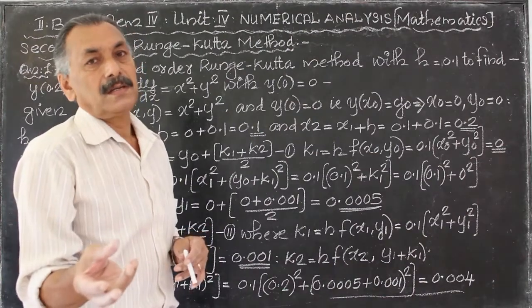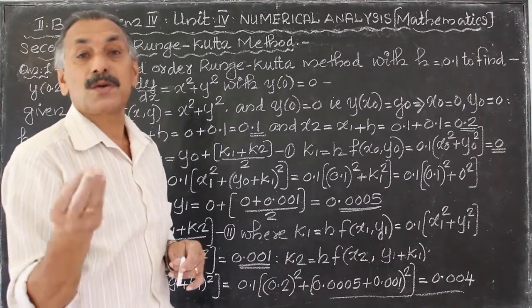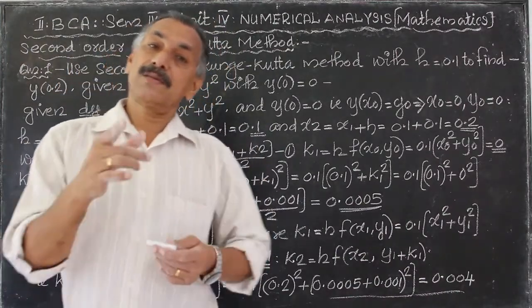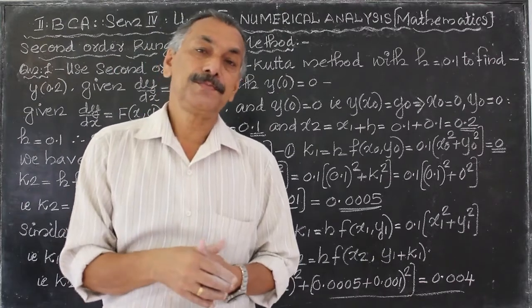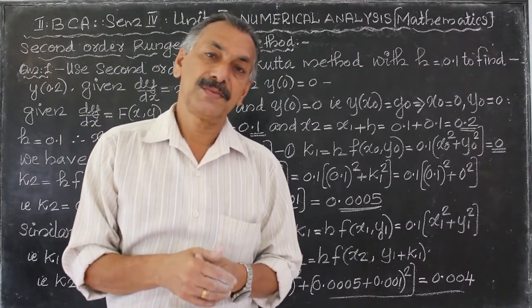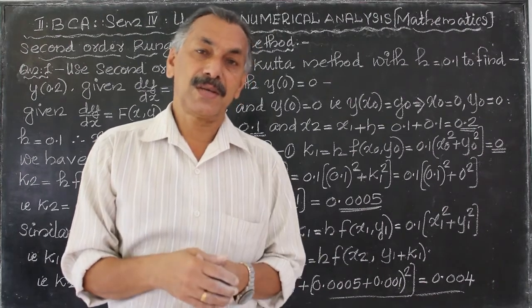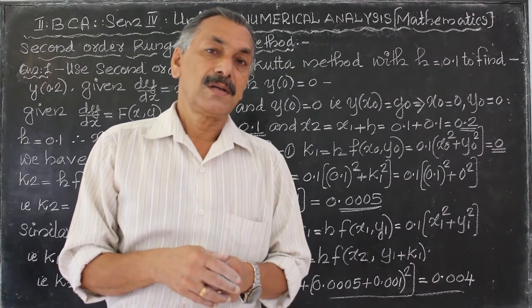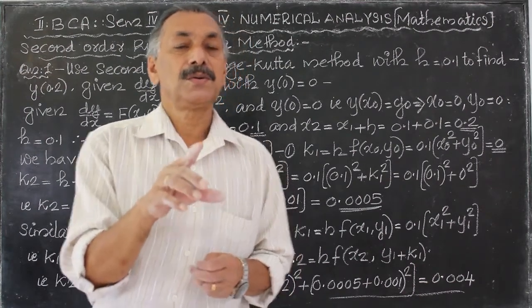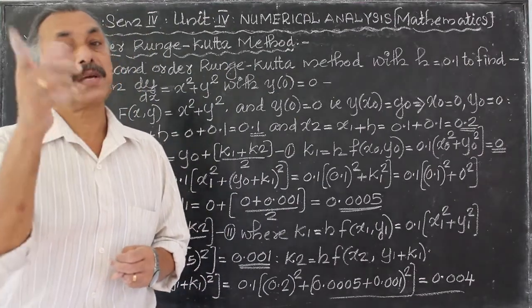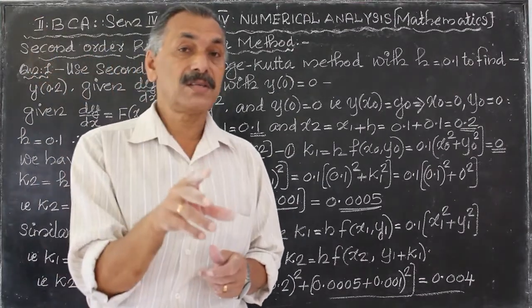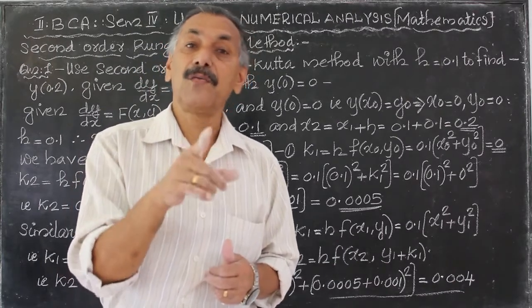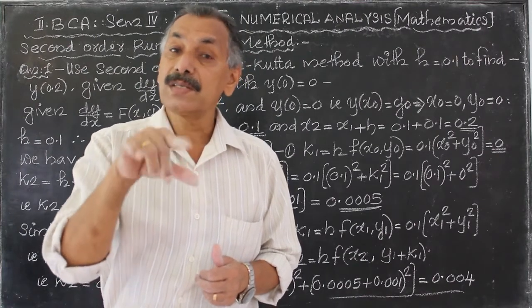We have already seen the second order Runge-Kutta method to solve a first order differential equation. In that solution, y1 is equal to y0 plus (k1 plus k2) by 2. What is k1? k1 is equal to h into f of x0, y0. What is k2? k2 is equal to h into f of x1, y0 plus k1.